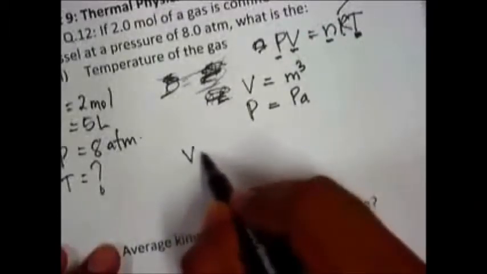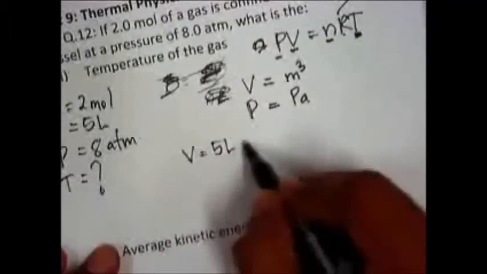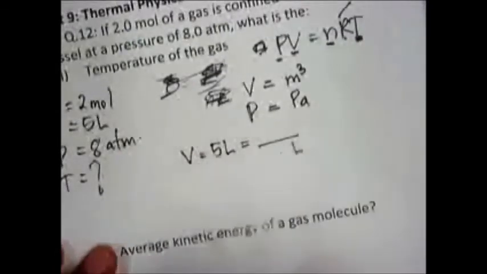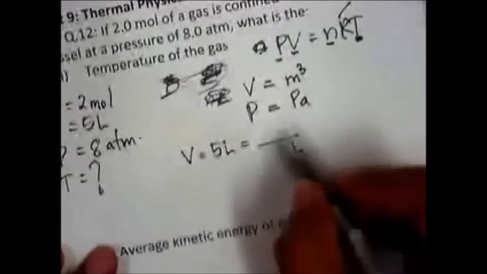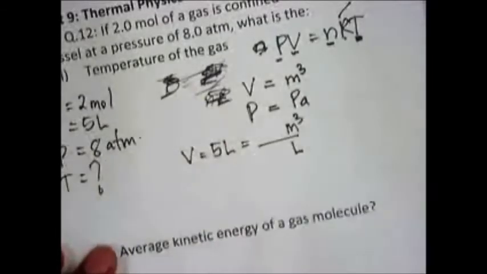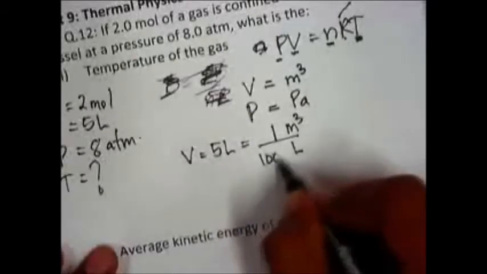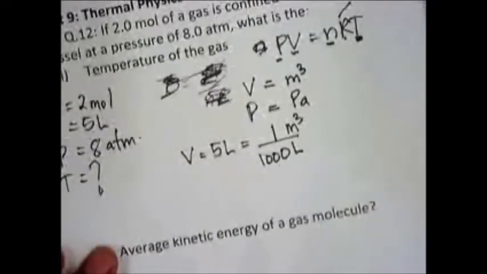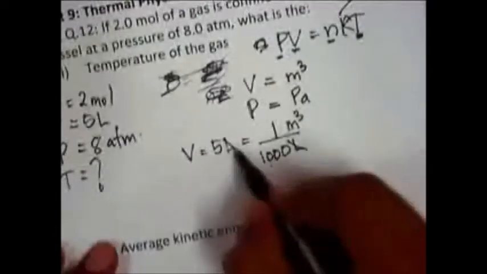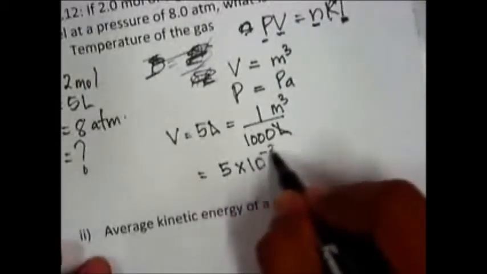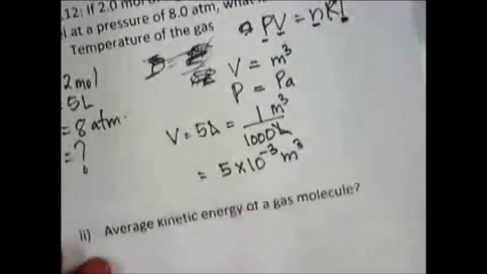Okay, so the way you do that is, volume is equal to 5 liters. So you want to remove the liter, so you put liter in the denominator and meter cube in the numerator. So you know in 1 meter cube you have 1000 liters. Okay, so the liters cancel off, your volume becomes 5 times 10 to the power minus 3 meter cube.